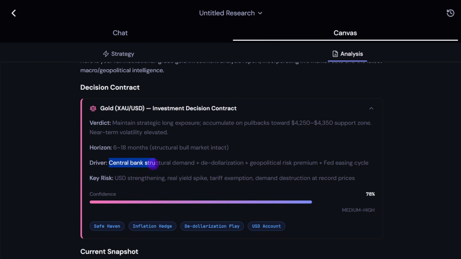Then the driver: it's providing what is the main driver at the moment in summary. And then the key risks as well, because you always have some risk. And the confidence of this report is around 78%. So this is medium to high confidence. You have some keywords here. We have safe haven, inflation hedge, de-dollarization play, and US dollar account. So this is based also on the prompt that I provided at the beginning.